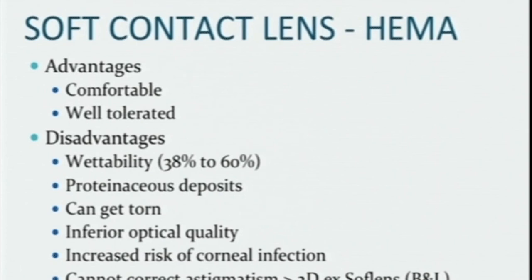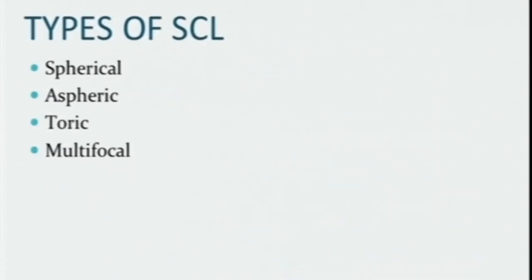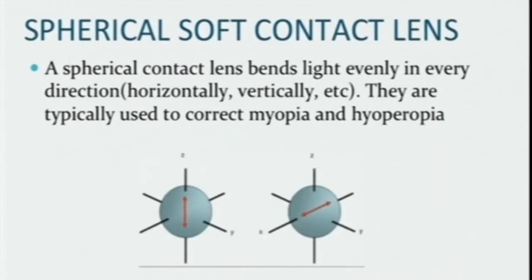Advantages of soft contact lens, again, comfortable and well tolerated. The materials of silicone contact lenses, silicone hydrogel lenses, technical names are as mentioned above. The soft contact lens types: spherical, aspherical, toric, and multifocal. So each type has got different advantages. A spherical soft contact lens bends slightly and evenly in every direction and is typically used to correct myopia and hyperopia.